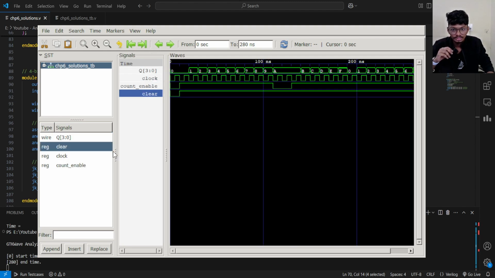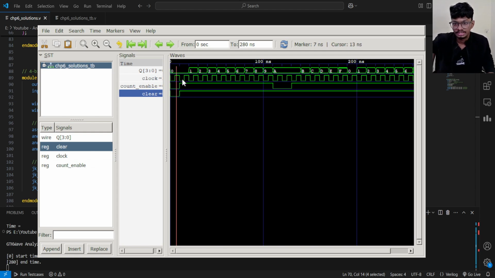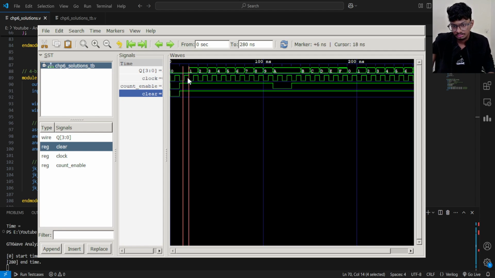Clear is always active low. You see, until the clear goes high, the output Q is always low. Once the count is enabled, then after the falling edge of the clock, we start with our count. So this becomes 1, 2, 3.